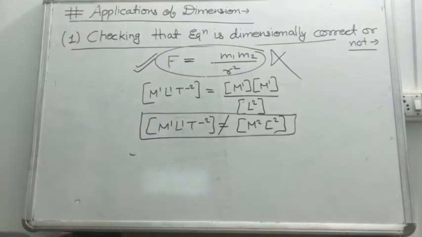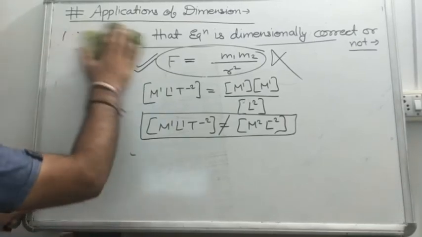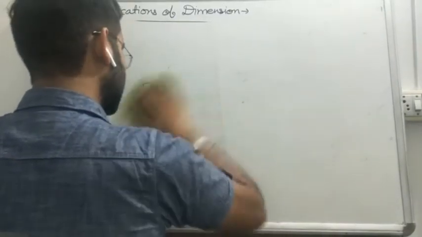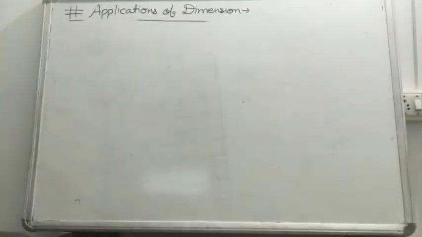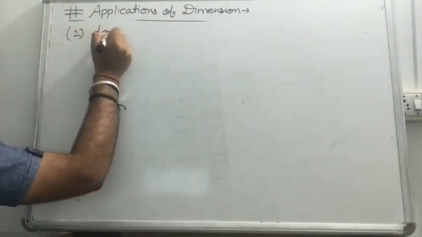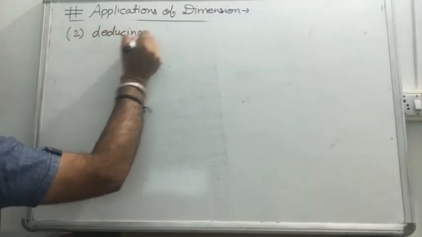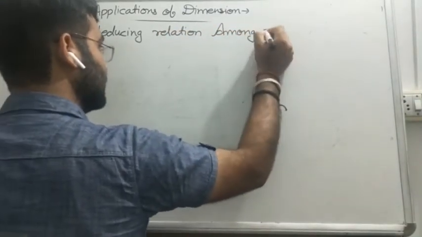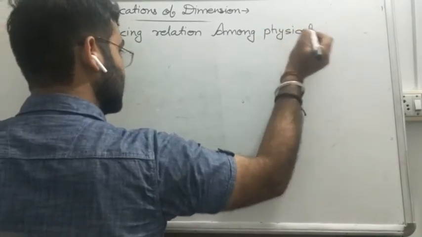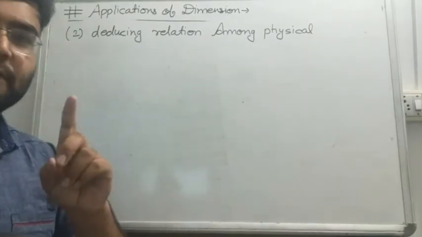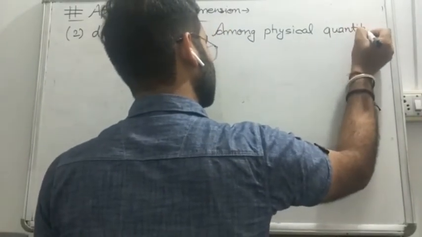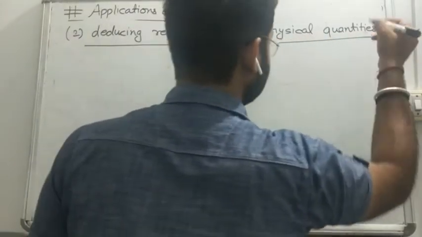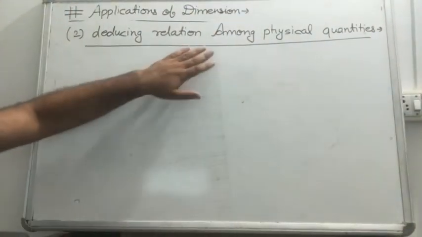So now we will read the second application of dimension, that is reducing relation among physical quantities. We will reduce relation among physical quantities, that is the second application. In your exam, in one case, you have a numerical 100%. How do we deduce the relation? How do we deduce the relation?